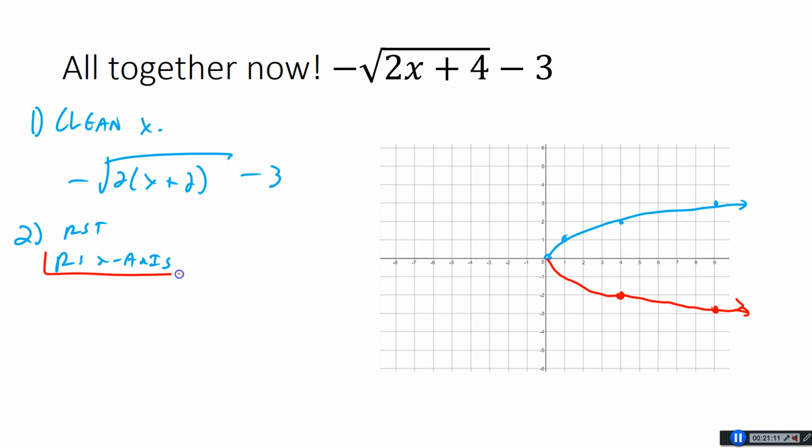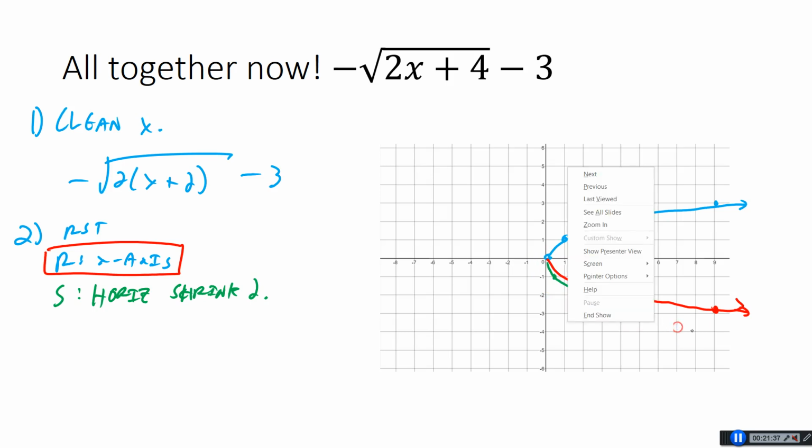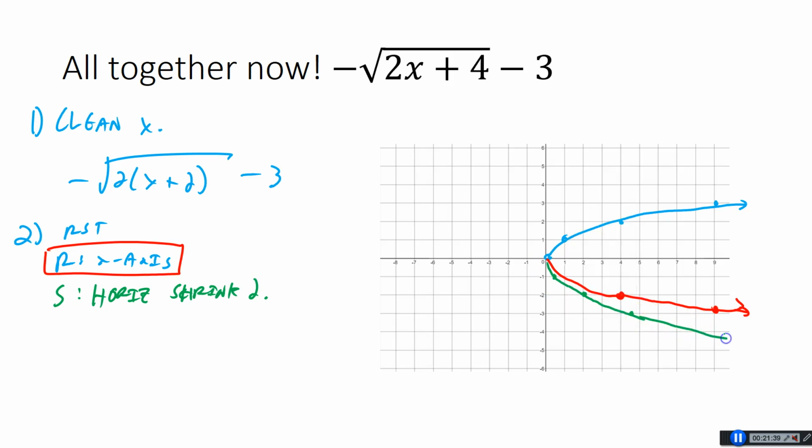Now, that was my reflection, which I did in red. Now let's do my scale change in green. It looks like I have a horizontal shrink by a factor of 2. So if I have a horizontal shrink, that's going to be at half there. This will be at 2, and then this will be at 4.5, right? Because all my values are shrinking horizontally. They're getting closer to the y-axis. So it'll be something like that.